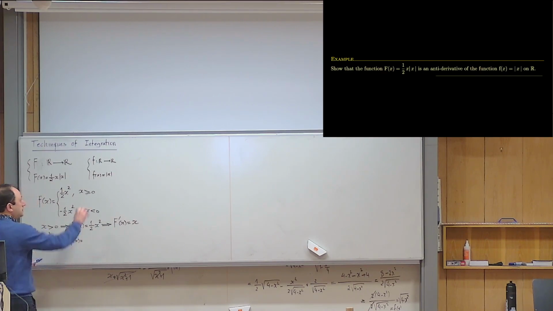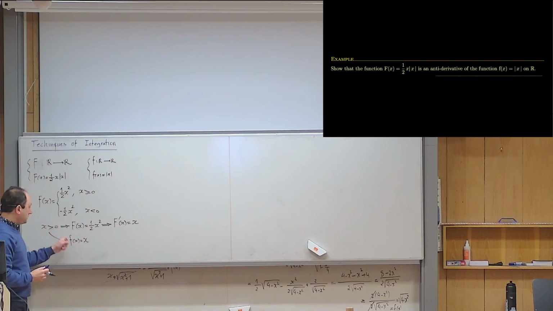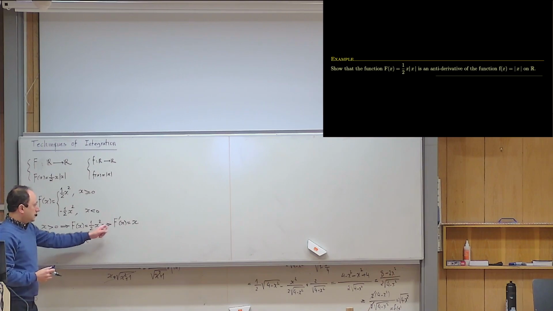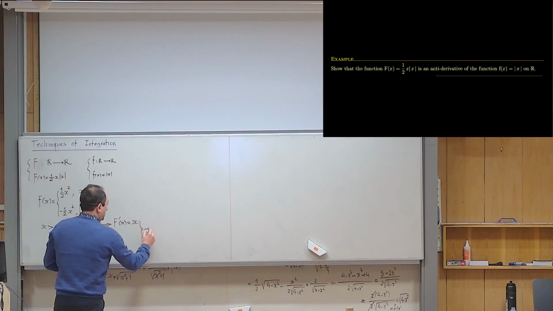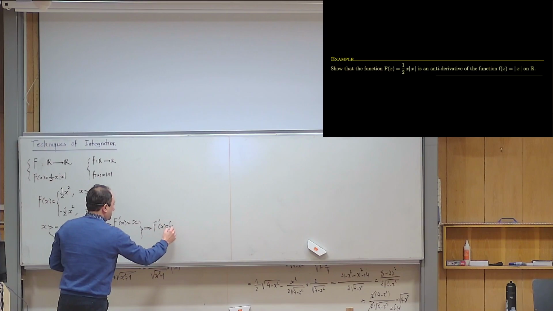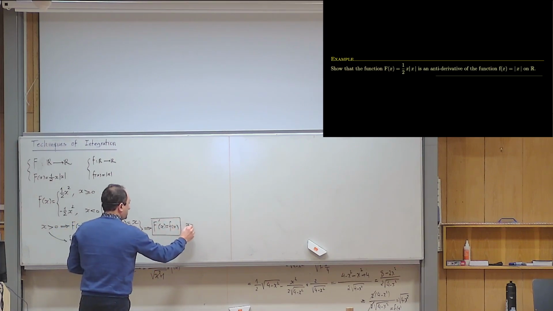Little f of x is the absolute value of x, but I am considering the positive value for x, so that becomes x. Now compare this one with that one. If x is positive, little f of x is x. Capital F prime of x is also x. So this means that under this condition at least, F prime of x is equal to f of x. This is correct if x is positive.